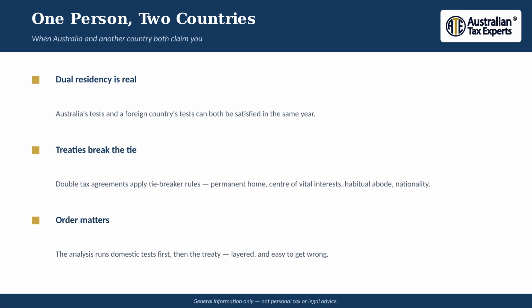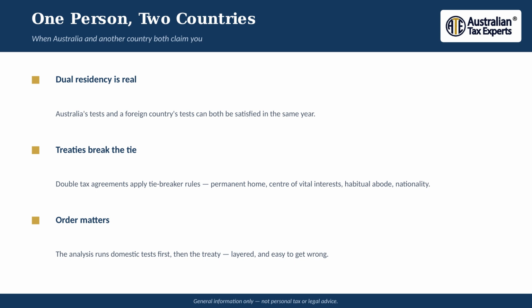Now a complication the tests alone cannot solve. What happens when 2 countries both claim you? Dual residency is entirely possible. Australia's tests and a foreign country's tests can both be satisfied in the same year, each country taxing you as its own. This is where double tax agreements earn their keep.